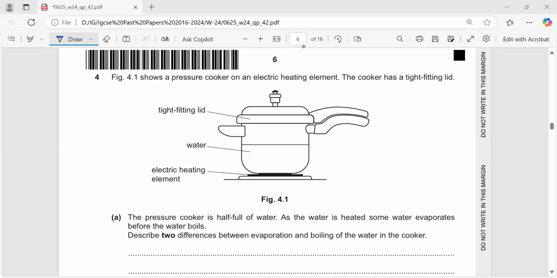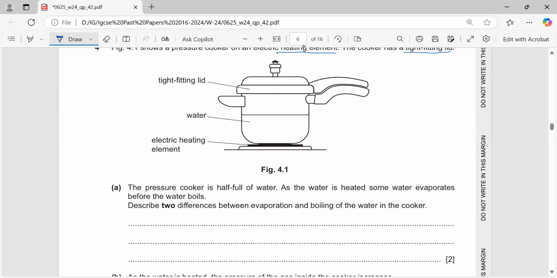Figure 4.1 shows the pressure cooker on an electric heating element. The cooker has a tight fitting lid at the top, so that the steam cannot escape. The pressure cooker is half full of water. As the water is heated, some water evaporates before the water boils. Describe two differences between evaporation and boiling of water in the cooker.